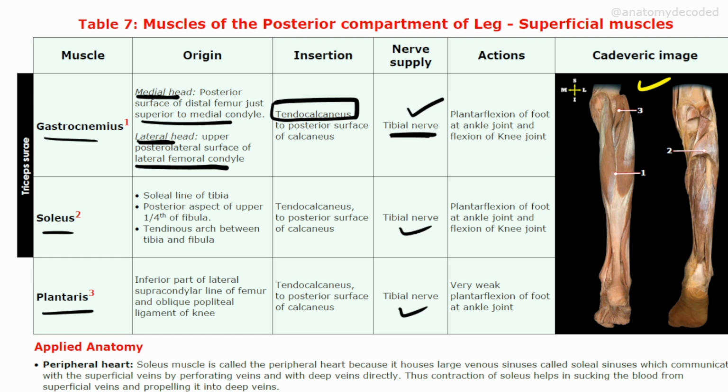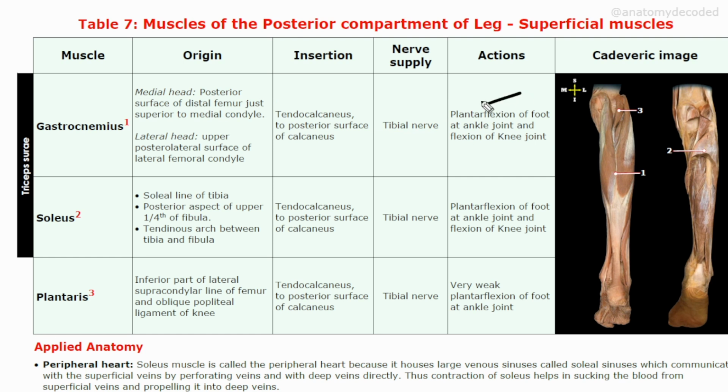Okay, and the action of gastrocnemius is plantar flexion of the foot at the ankle joint, and it can also cause mild flexion at the knee joint. Okay, same action is for soleus as well. And plantaris is a very weak plantar flexor, okay, since it has a very thin tendon.